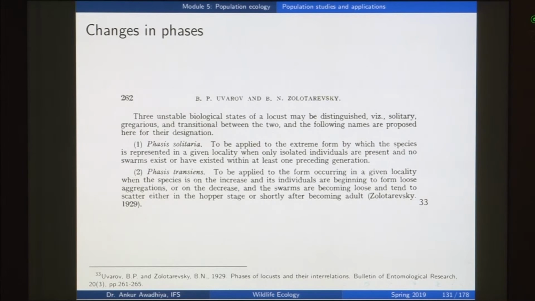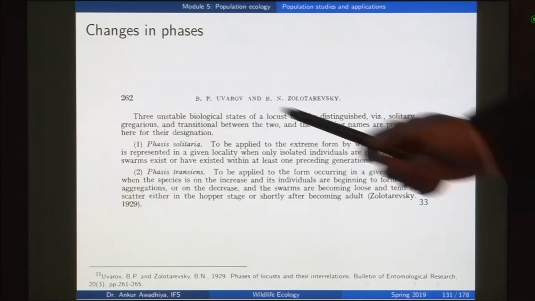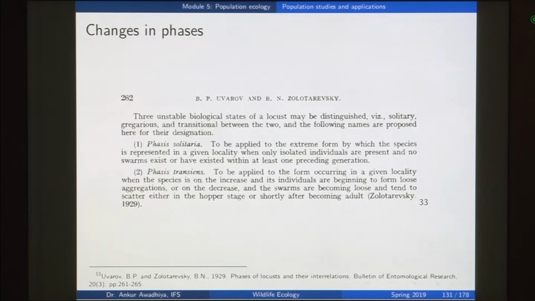Now, not only are these larvae different, but also the adults that are coming out of them are different. Uvarov looked at the behaviors of these two different forms, and he called them phase solitaria, phase gregarious and the transitional phase. Now, in the solitary phase, when you have these green colored organisms, they live in that particular place and have a large space for themselves, and they have not swarmed in this generation or the previous generation. Then we call it a solitary phase.